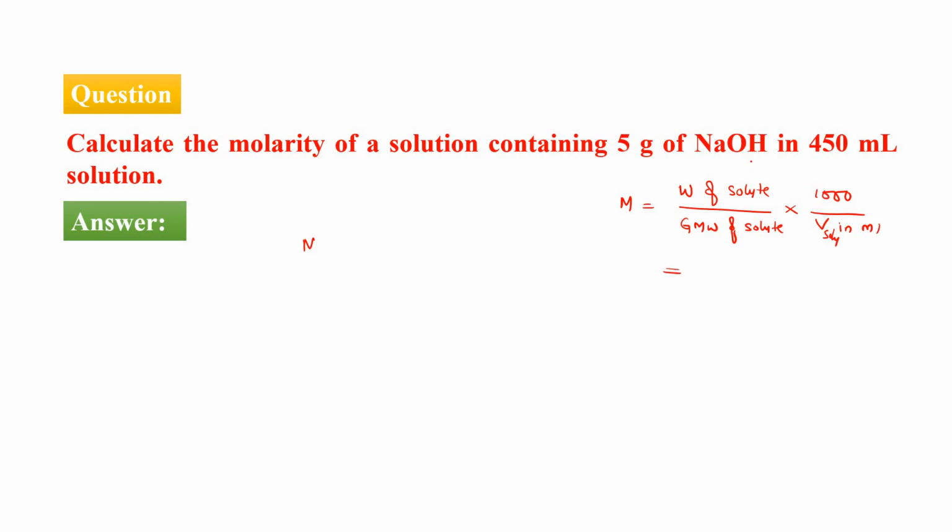Now what is the weight of solute given? Weight is 5 grams. Gram molecular weight of solute, we just calculated. We got 40, no? 23, 16 and 1. We get 40. Put 40 here, into 1000 by the volume of the solution, which is 450. Now do this calculation. The zeros get cancelled. Then what do you get here? 5 ones are 5, 9 fours are 36. So 10 by 36. When you do this problem, you get around 0.278 molarity. 0.278 molarity you are going to get.